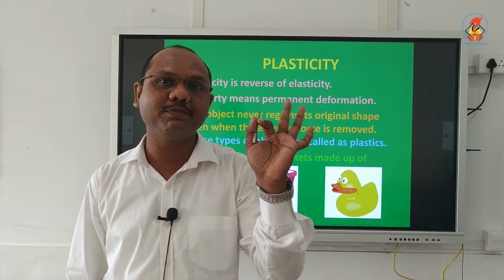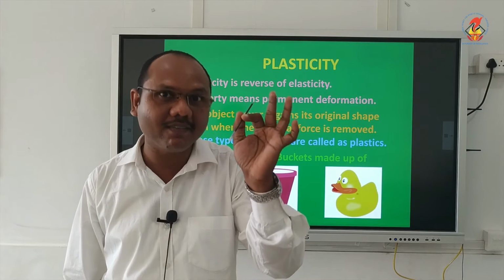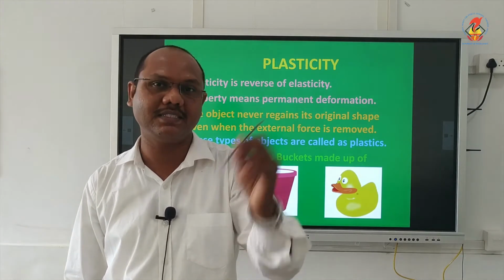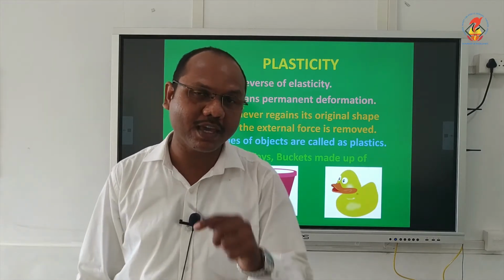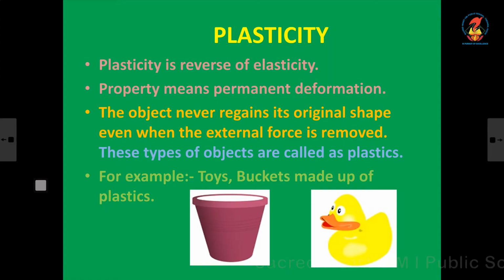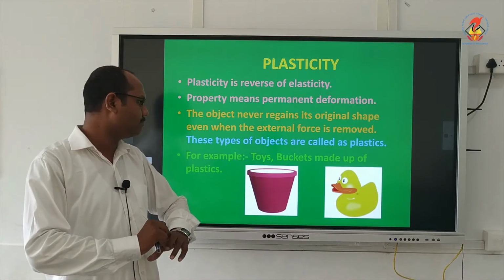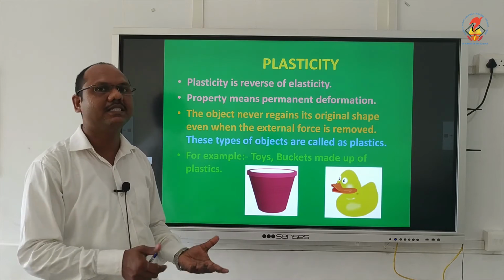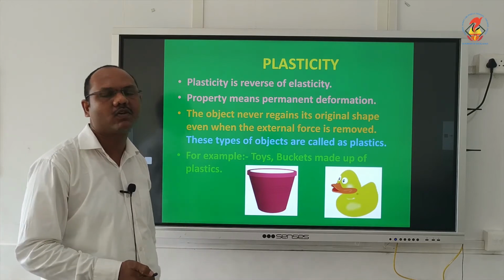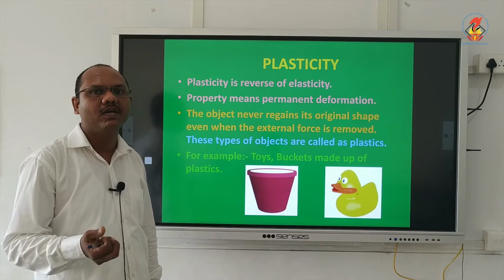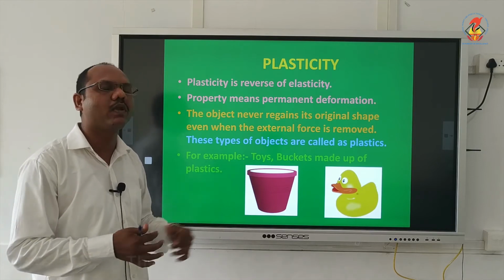This material is made up of plastic, but this has the property of elasticity. That is what I mean. See, toys and buckets are made up of plastic. Those things, once we change the shape, will not come back to the original shape. They do not have the ability to regain their original shape.